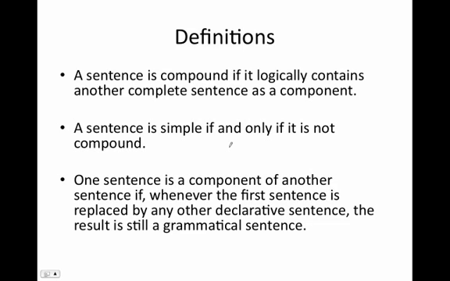Okay, well, let's wrap up this Unit 2, Part 2 video with some definitions, which are all taken from the book, so nothing's original. A sentence is compound if it logically contains another complete sentence as a component. A sentence is simple if and only if it is not compound. One sentence is a component of another sentence if, whenever the first sentence is replaced by any other declarative sentence, the result is still a grammatical sentence.